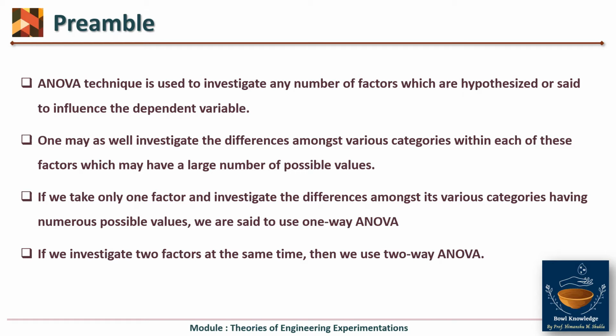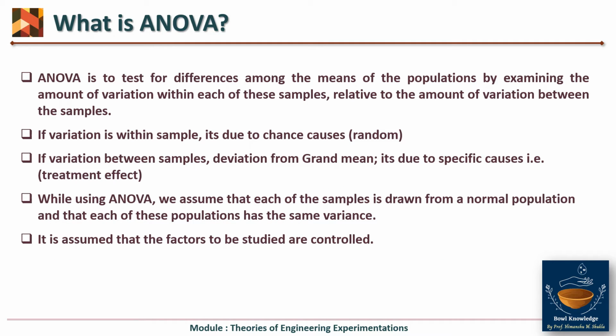So what you are doing, you are investigating the differences in a single factor. So that will come under one way ANOVA. And if you are investigating multiple factors, two factors basically, more than two is not possible. So if you are investigating two factors at a time, then you can say that you are using two-way ANOVA. We will see it further.